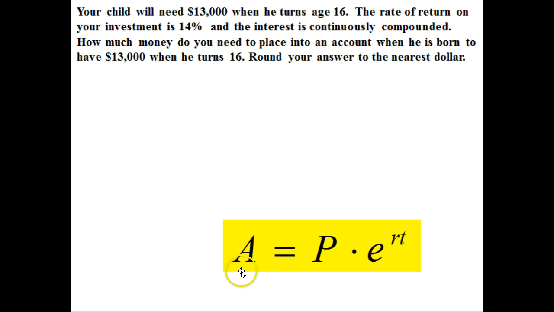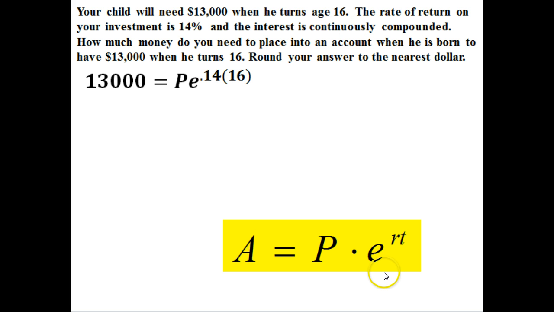This is our amount at the end, this is our initial amount, the number E, and then the rate times the time. Okay, so now what we're going to do is start plugging these in. This is the amount after a given period of time, so our 13,000 is going to be our A value. Our P is our initial principal, and that's the one that we're solving for. We're unsure what P is at this point, but we know what our rate is and we know what our time is. Our rate is going to be 14%, and our time is going to be 16 years.